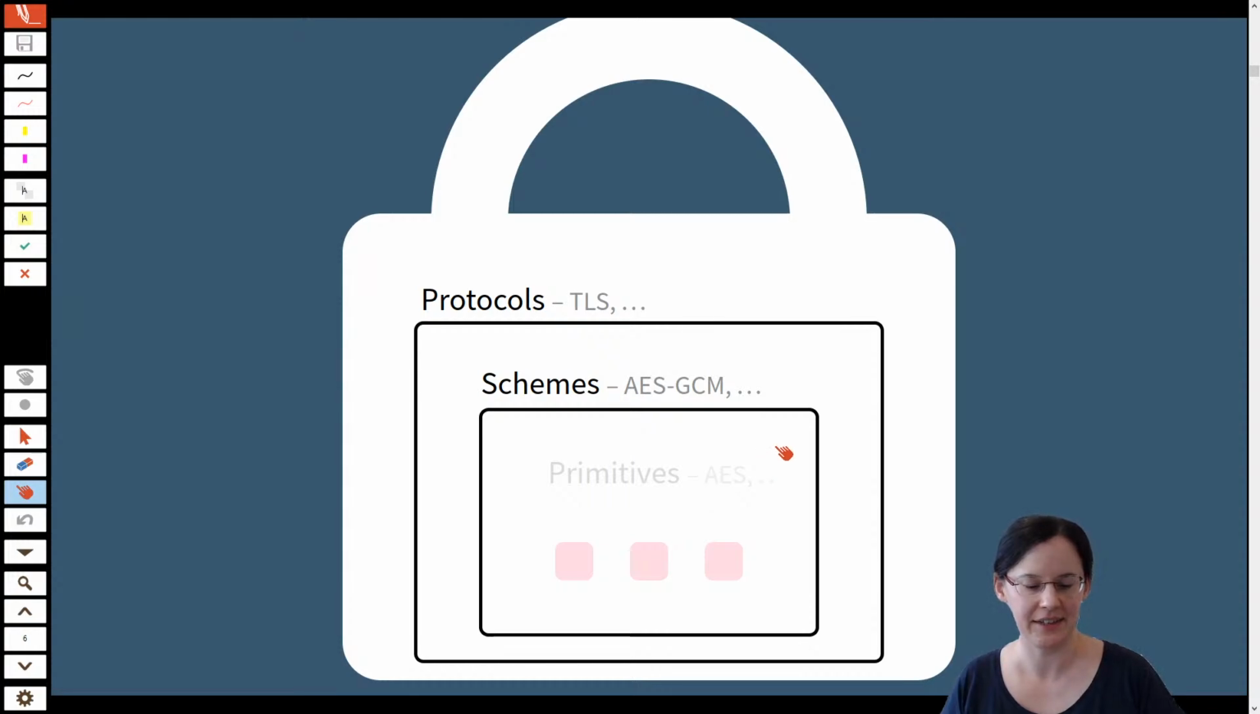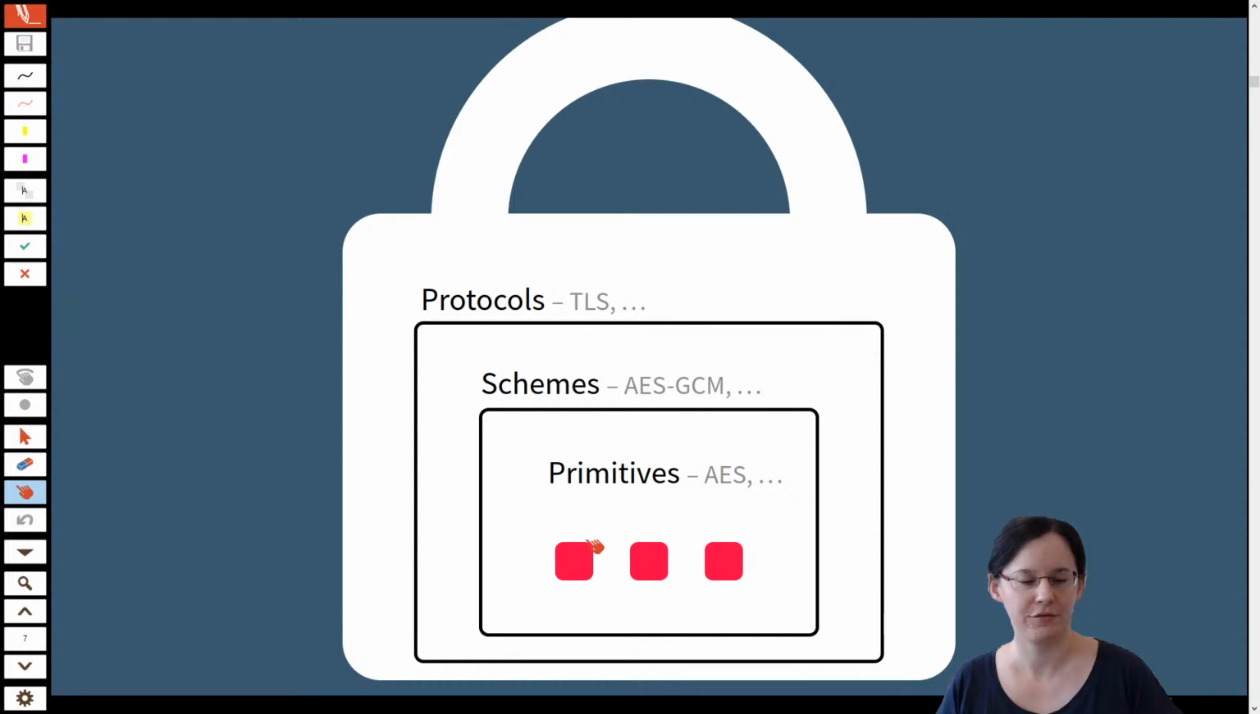Finally, inside the schemes, we have yet another layer that we want to talk about today, and that's the layer of primitives. An example for a primitive is the block cipher AES. Another example is the compression function inside SHA-2, for example. So these primitives inside, what do they do? Now, these are fixed size boxes, so to say. So algorithms that process a fixed size input and output.